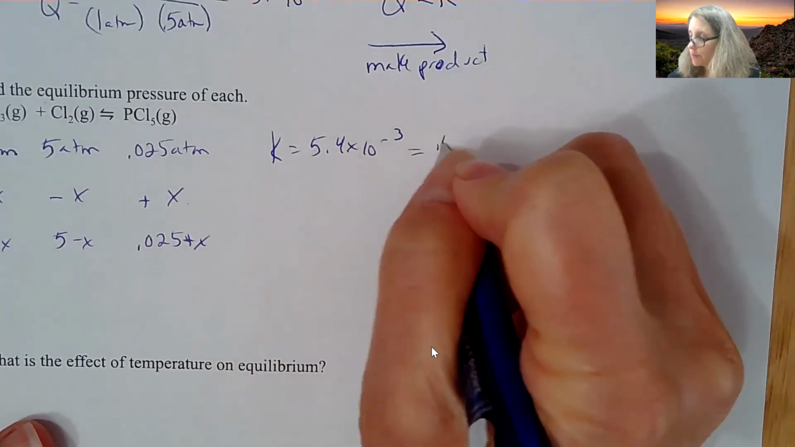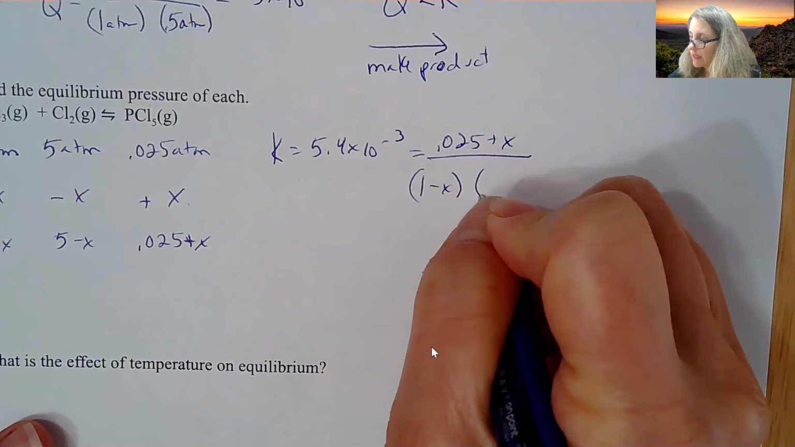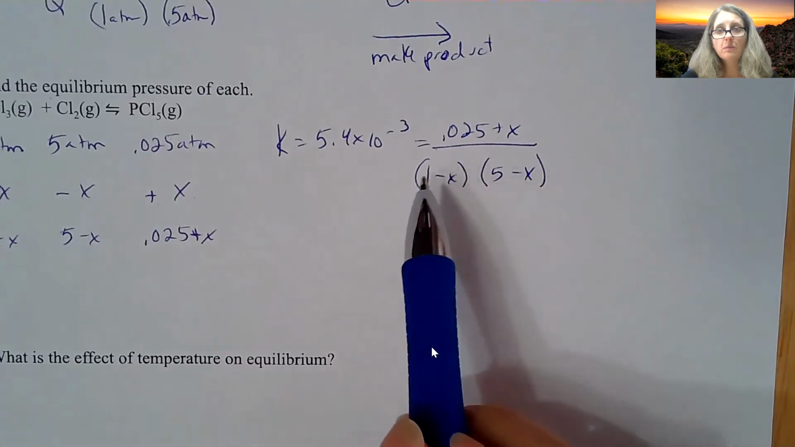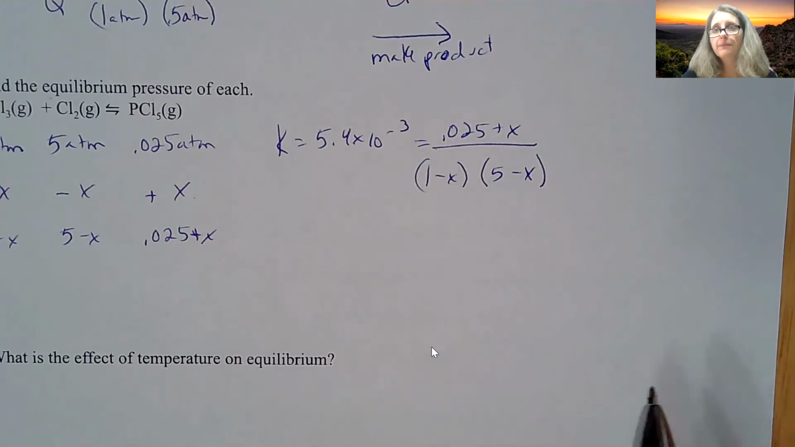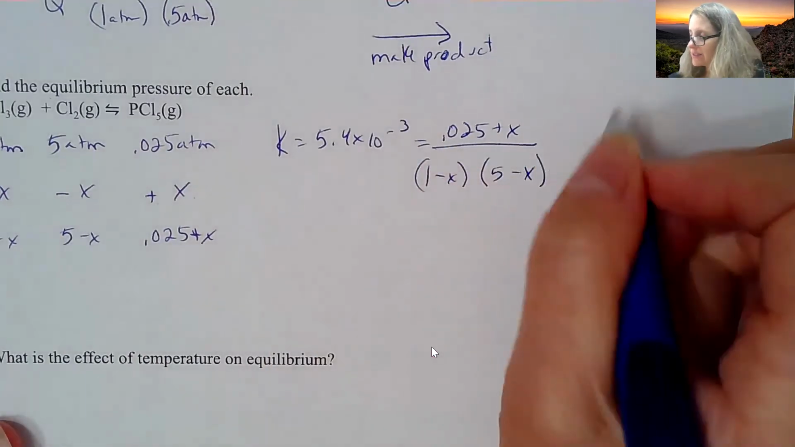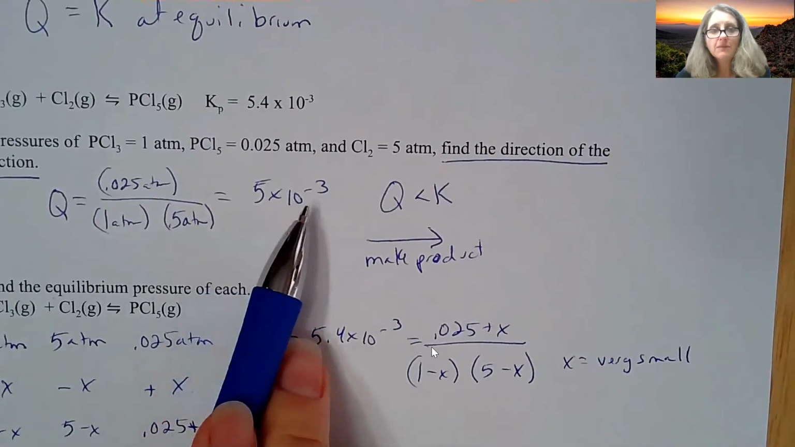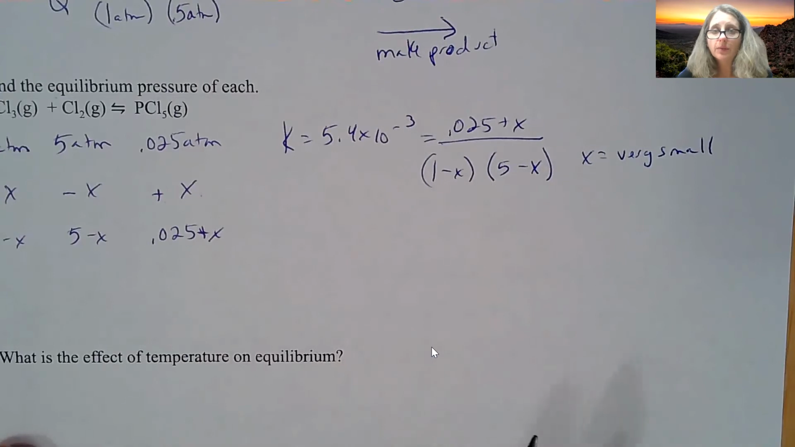So what's my product? 0.025 plus x. On the bottom is 1 minus x and 5 minus x. Some of you math-minded people might understand at this point, I have some kind of quadratic. Well, we are not going to do the quadratic, and some of you have problems when I do this. We are going to consider x to be very small because I am 5 times 10 to the negative third versus 5.4 times 10 to the negative third. I am not that far away from equilibrium. So I'm going to cancel out the x's on the bottom.